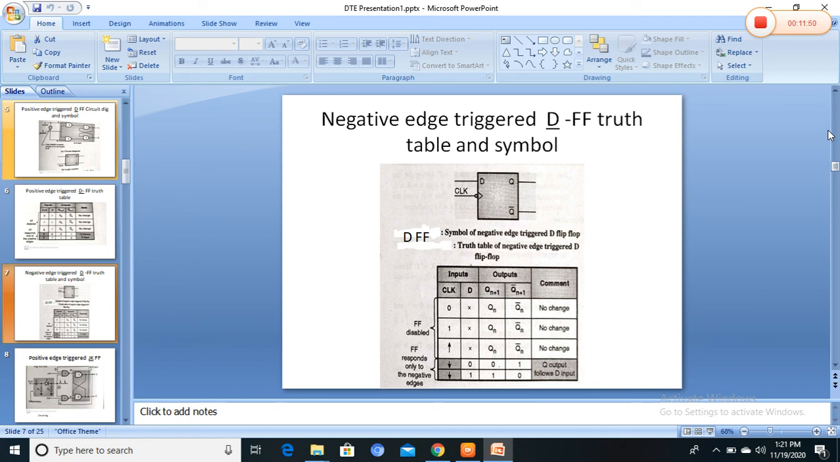And the same explanation applies for the truth table. Here, with the clock in the upward direction, the flip-flop is disabled. This is a negative edge triggered flip-flop, so the flip-flop will respond only to changes on the negative edges, that is the last two conditions. Here the clock is applied as a negative edge trigger, and the Q output follows the D input in the D flip-flop. Thank you.